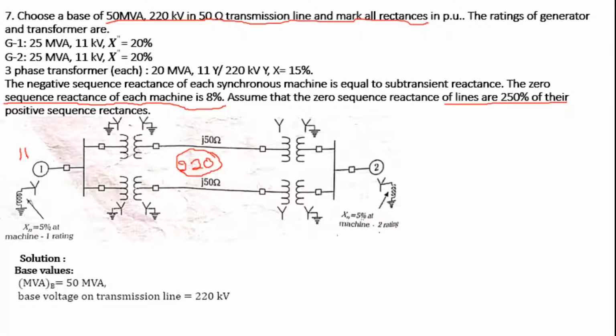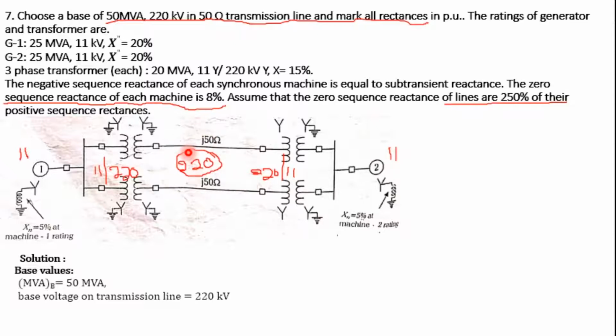G2 is also 11 kV. And for the transformer it is 11 by 220 kV, and the other is also 220 by 11 kV. So these are the old values, and this is the new value.